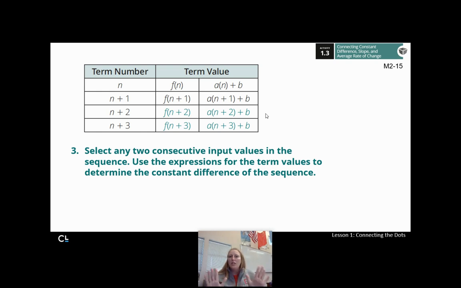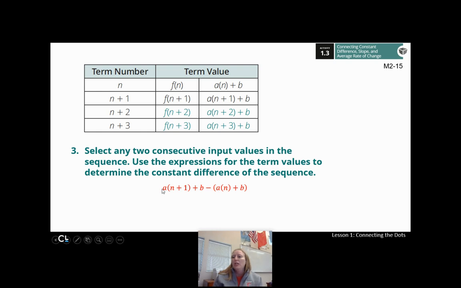So just because I wanted to keep things as simple as possible, I just picked these first two. And I did this guy minus this guy. And it got a little messy. I'm not going to deny that. So I have this guy minus this guy. And I realized all those parentheses needed to be distributed.